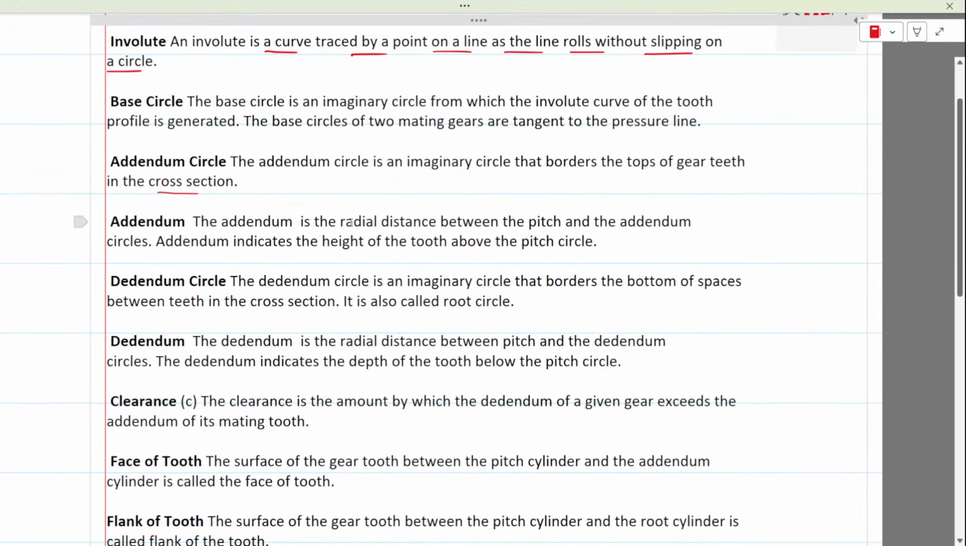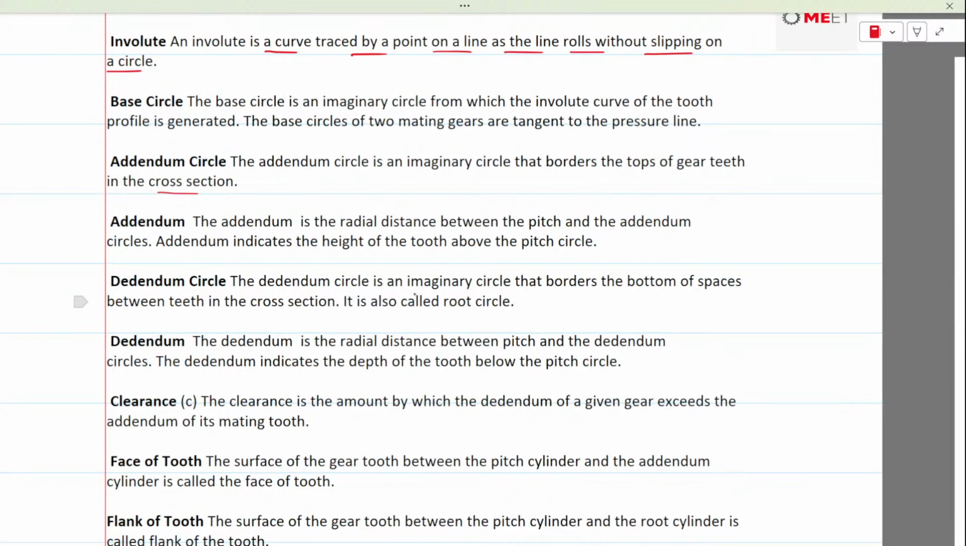Now, the next parameter is the dedendum circle. Dedendum circle is an imaginary circle that borders the bottom spaces between the teeth in cross section. It is called the root circle, basically because it is passing through the root. And dedendum is the radial distance between the pitch circle and the dedendum circle. Dedendum indicates the depth of the tooth below the pitch circle.